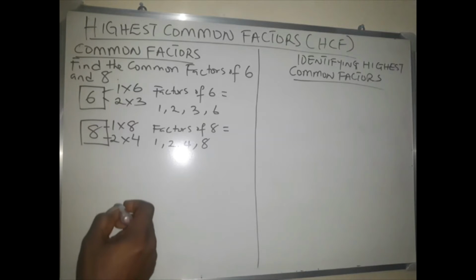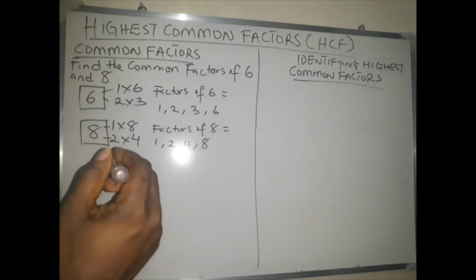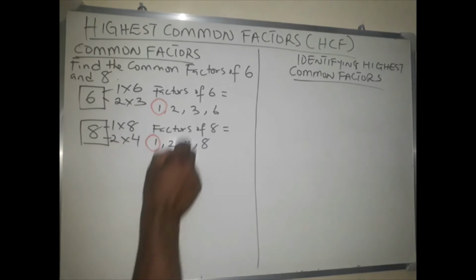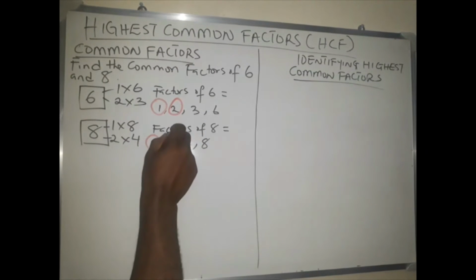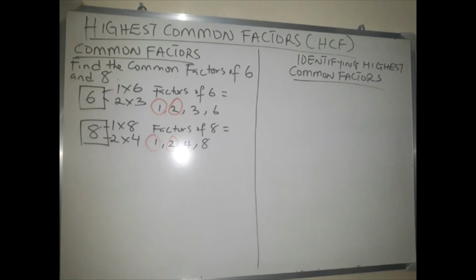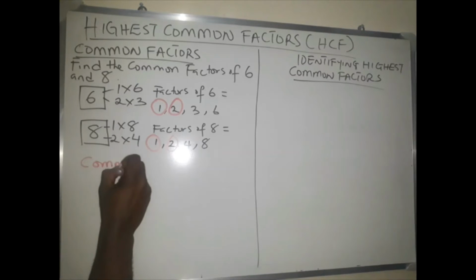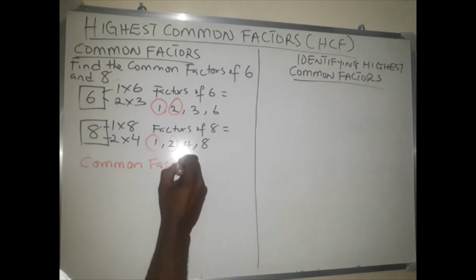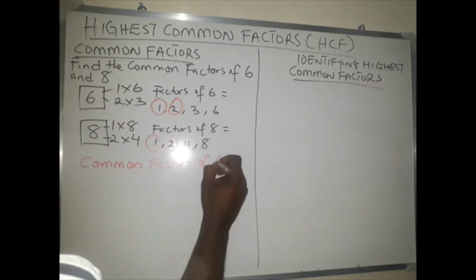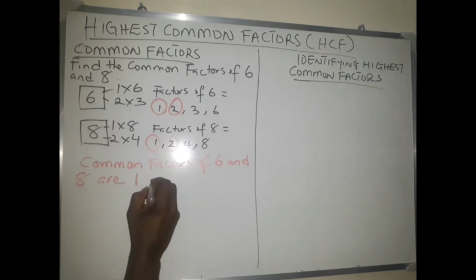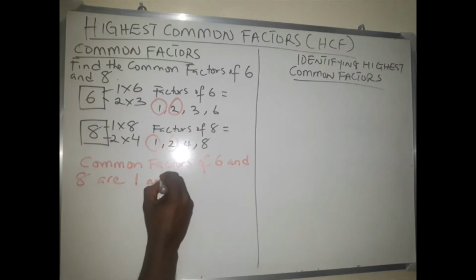So when we look at 6 and 8, we're able to identify similar factors. For example, we have 1 in 6 and 1 in 8. We can also see 2 in 6 and 2 in 8. And then there are no other similar numbers. So because we have 1 and 2 in both 6 and 8, we can write that the common factors of 6 and 8 are 1 and 2.